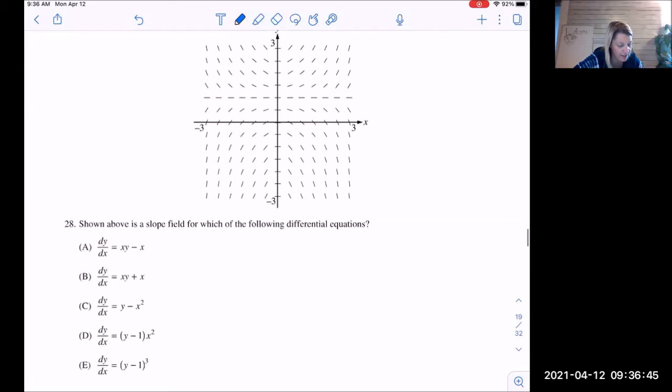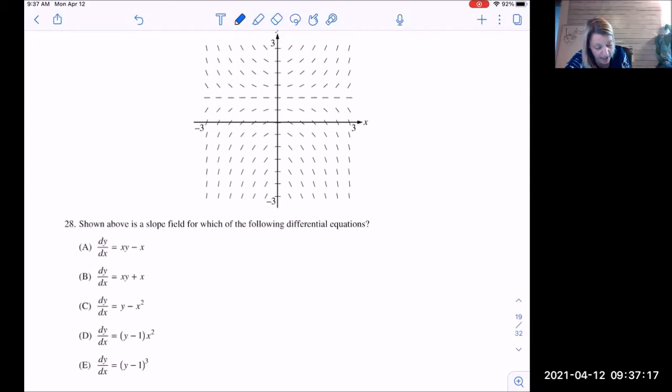28, slope fields. If I had to pick a topic in this class that I'm worst at, this is it. So I kind of want to cheat and look at the answer, but I'm not going to. Okay. All right, so we need to figure out which of those little slopes match these equations. So you're going to get my fresh thinking process. If I've ever done this problem, I don't remember doing it.